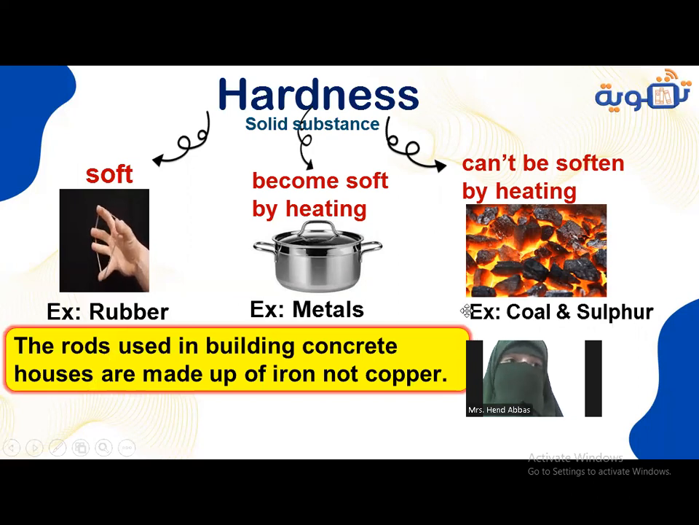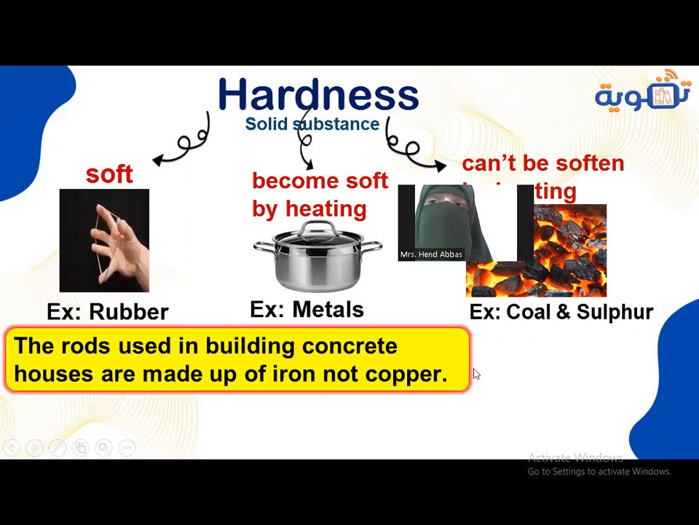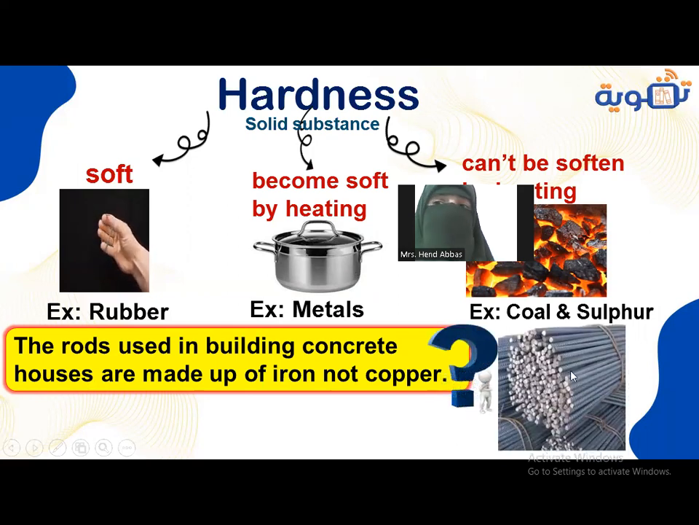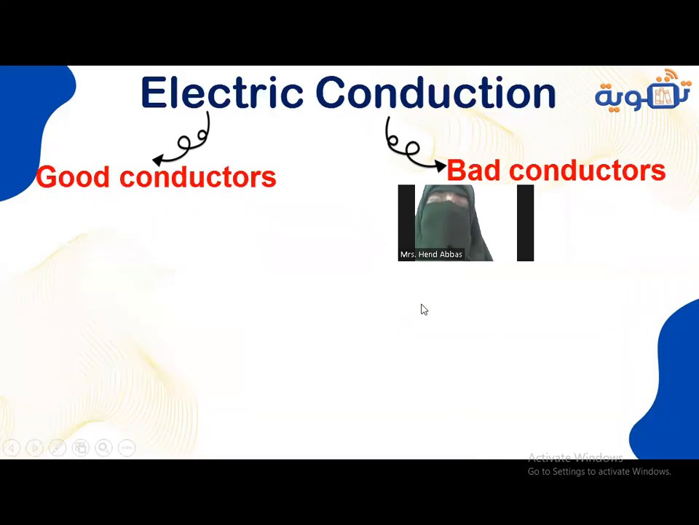Okay. Why are the rods that are used in building concrete houses made of iron and not copper? Why do we make these rods using iron, not copper? Because iron is harder than copper, so it's safer to use them in the buildings.